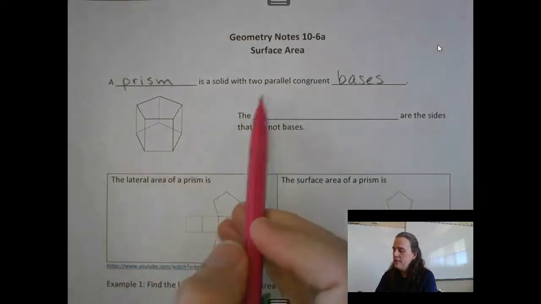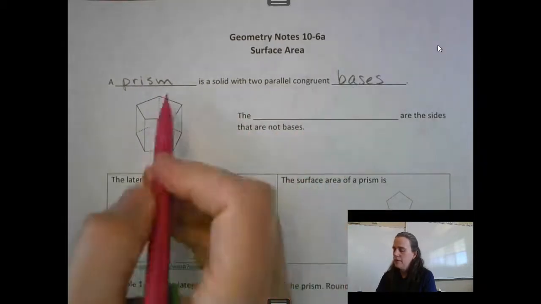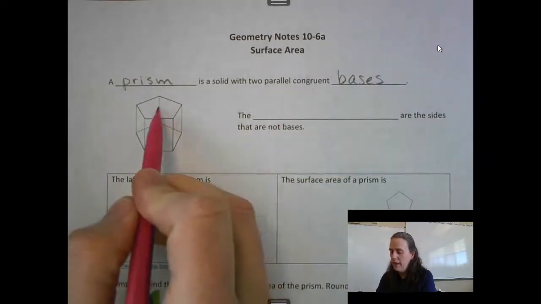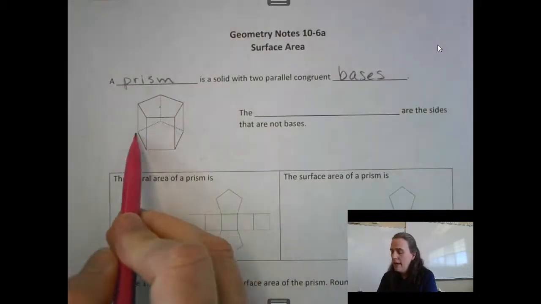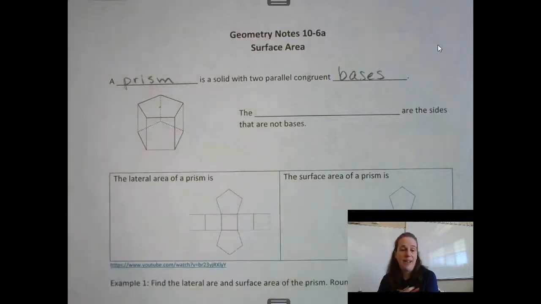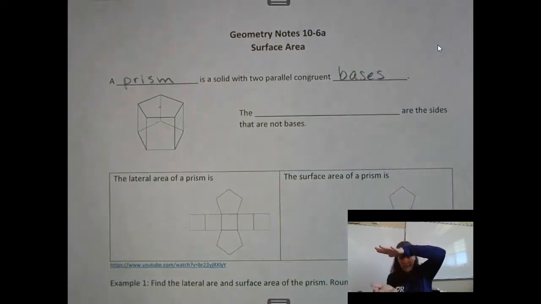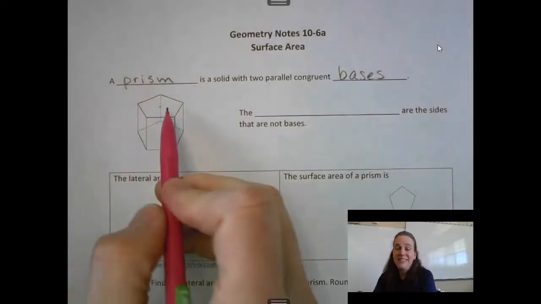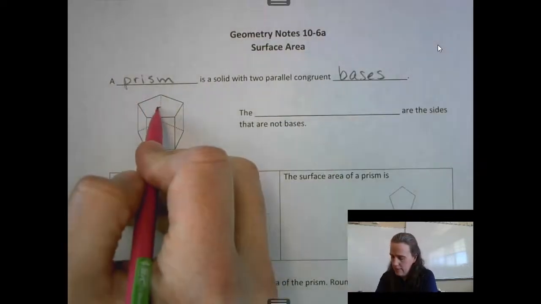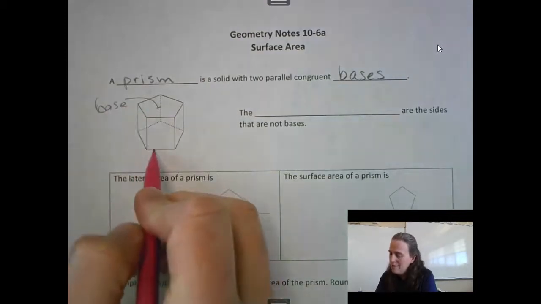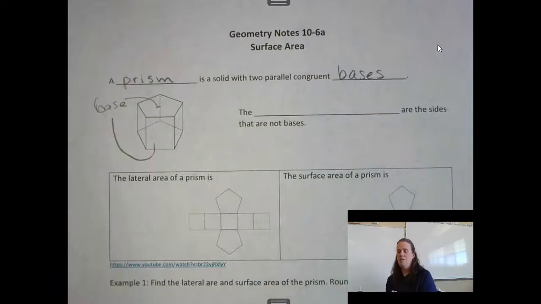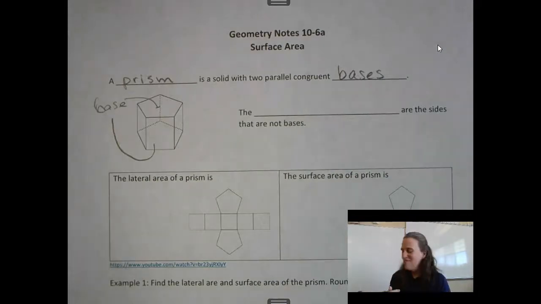And when we say two parallel congruent bases, we're talking about, on this one, the top, which is five-sided, so a pentagon, and then the bottom matches it exactly. It's a five-sided pentagon. They're parallel, and they have the same number of sides. So let's say base 1, and then underneath, that one from underneath, base 2. Okay, so that's what a prism is.